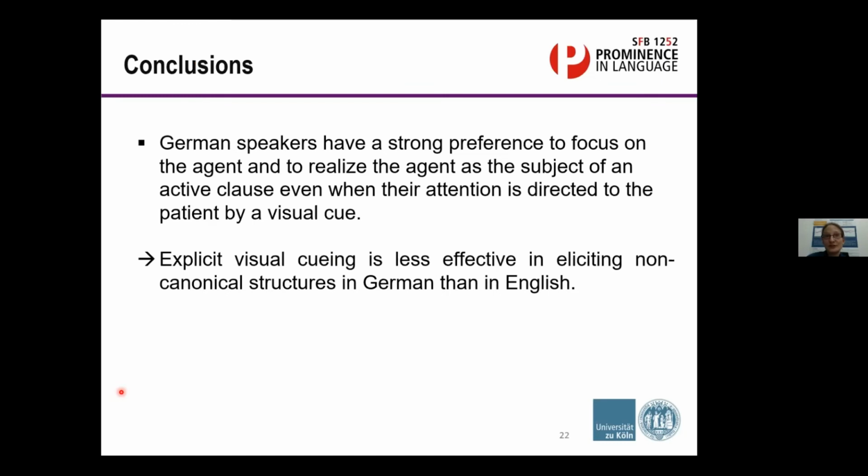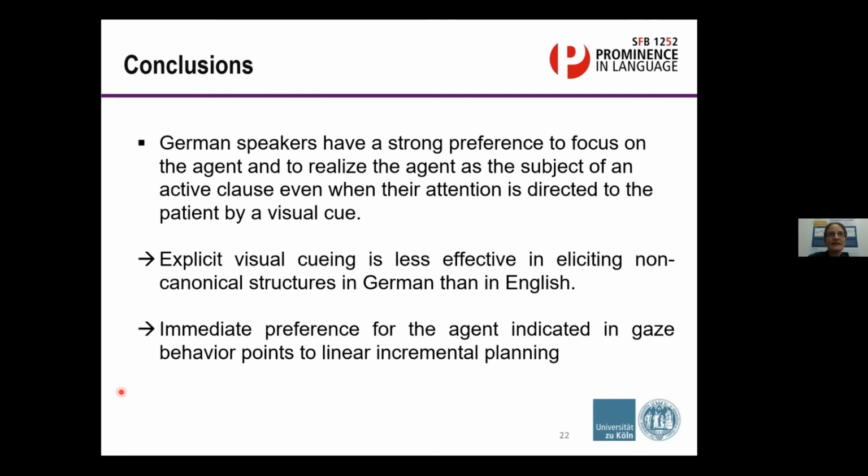So, explicit visual cueing is less effective in eliciting non-canonical structures in German than in English. And the immediate preference for the agent indicated in eye gaze behavior points to linear incremental planning.